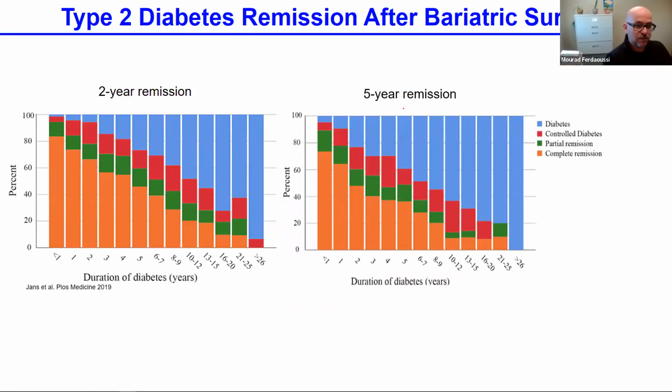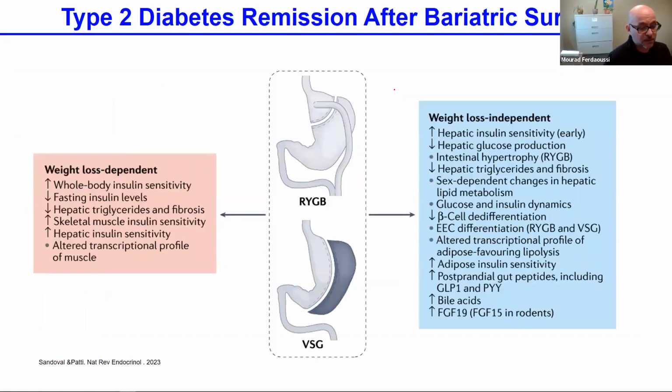So here, after 2 years and after 5 years, this is a Swedish study. And what they observe is, depending on the duration of diabetes, the success of the remission is higher if the diabetes was diagnosed very early. And this remission can be observed 5 years after this bariatric surgery. How can we explain this? It is difficult to explain how the bariatric surgery can cause this type 2 diabetes remission.